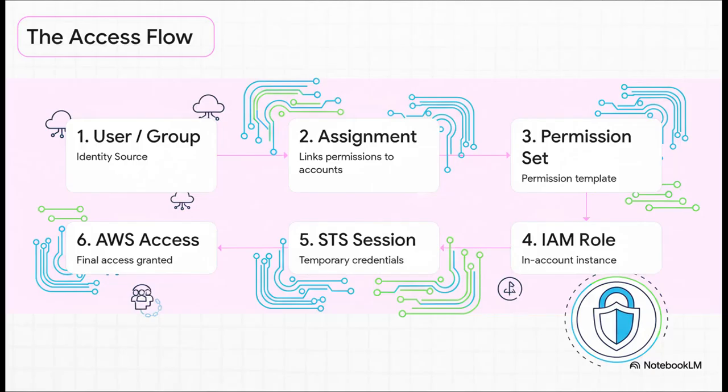This is the logical flow of access. It all starts with a user or a group. They get an assignment, which is what connects a permission set to a specific AWS account. Now notice this really important detail. A user is never directly associated with a role. That assignment is the crucial abstraction layer. It's your control point for enterprise governance.